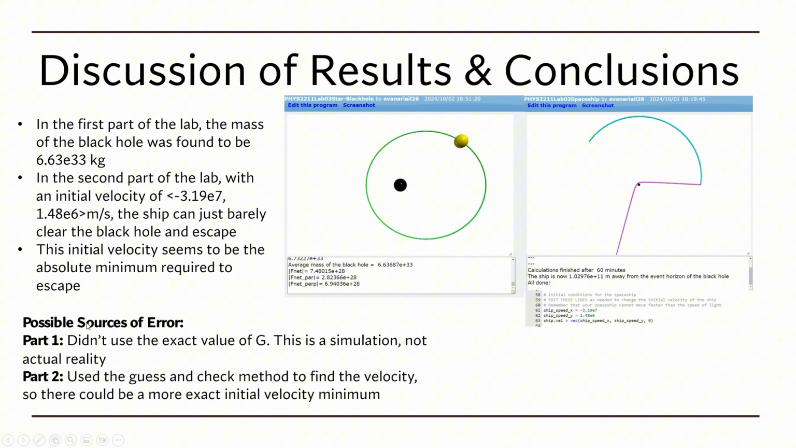Some sources of error are that we didn't use the exact value of G, and that this is a simulation, not an actual reality. For part 2, we used the guess and check method, so there's probably a velocity with a few more decimal points that would be a bit smaller than the one I found.